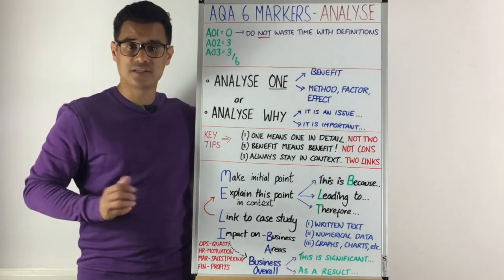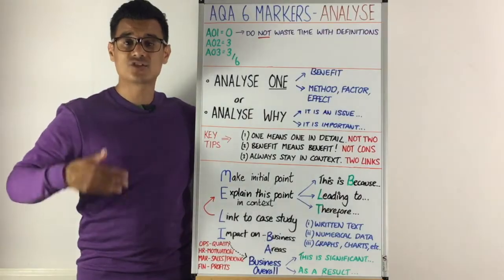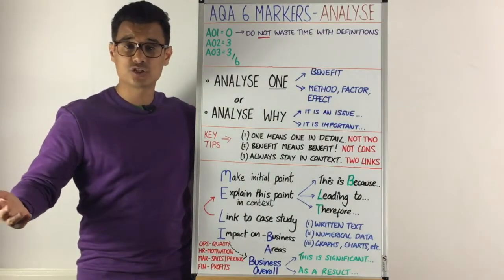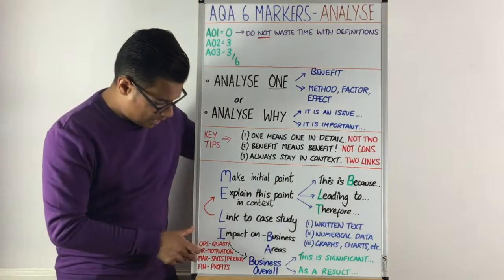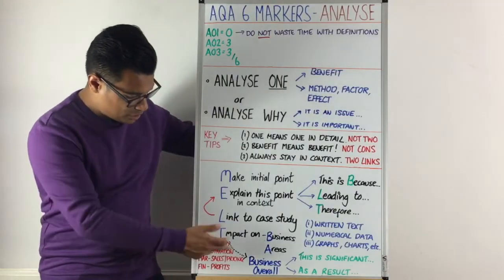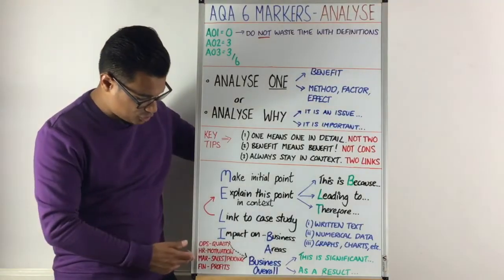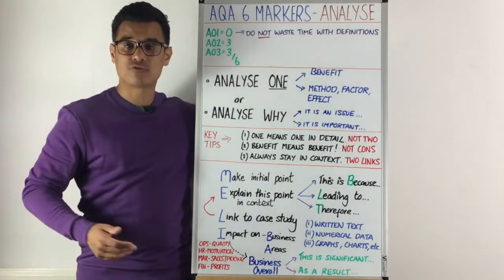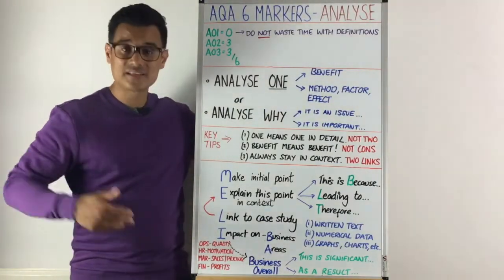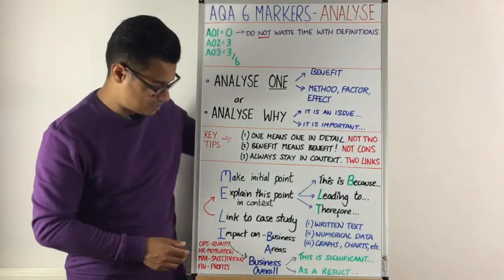impact on other business areas. That could be on finance, on HR, on operations, and on marketing. And then thinking about that, operations, it could be how it affects quality, HR, how it affects motivation, marketing, how it affects pricing or sales, and finance, how it affects costs or profits.